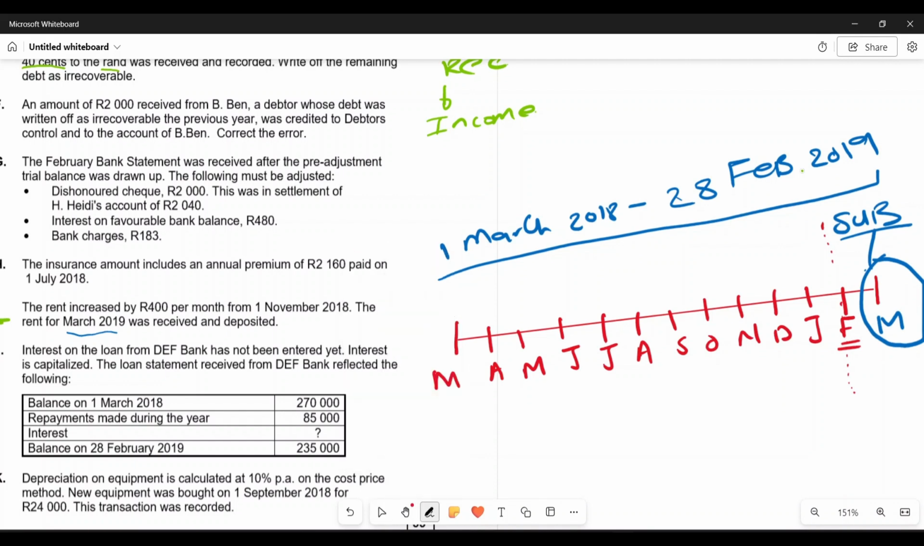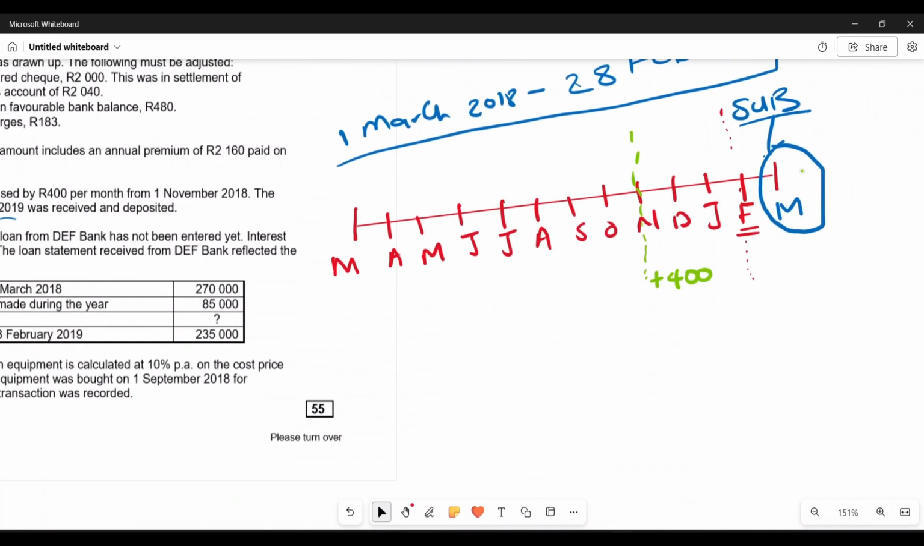And now let us calculate the amount of rent that we need to subtract. Here they're telling us that the rent for March was received, and also the rent increased by 400 per month from 1 November 2018. So this is my November. At this point, they're telling me that rent from 1 November increased by 400. Now, I need to calculate the rent for March. How would I go about doing that? So step one, find your total increase.